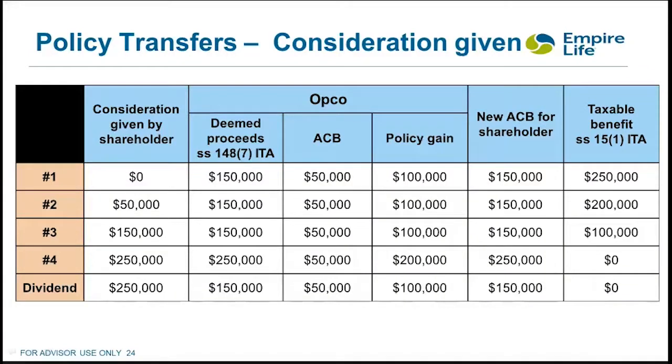Therefore, the consequences for OPCO are the same as in the situations we reviewed on the previous table, 1, 2, and 3. Also, the new ACB for the shareholder is the same as in those 3 situations, but is lower than in situation 4, where it was the full $250,000 of consideration given for the policy. For a shareholder who is an individual, such as in this case, the amount of the new ACB should be considered mostly in situations where the shareholder plans to access cash surrender value shortly after the transfer.